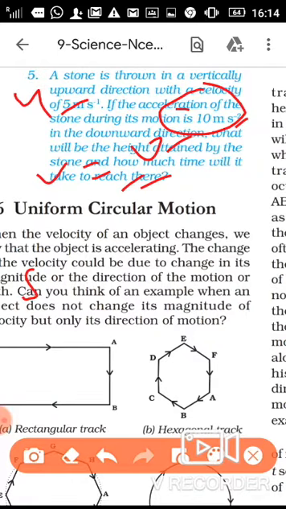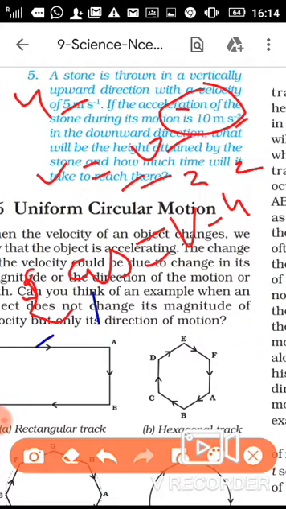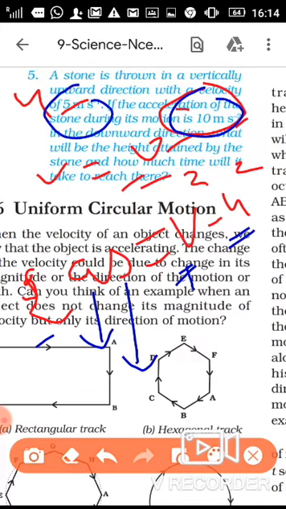Then you will use the formula 2AS is equal to V square minus U square. You have all the values: for A you have minus 10 meter per second squared, S you have to find, V is 0 meter per second, and U is 5 meter per second. So you use the formula and you will get your answer.